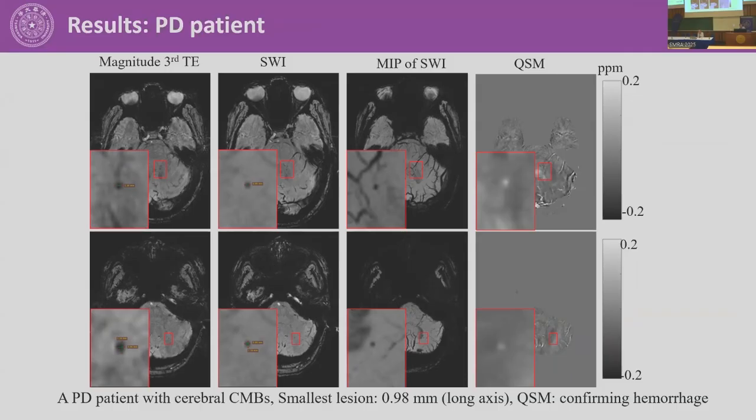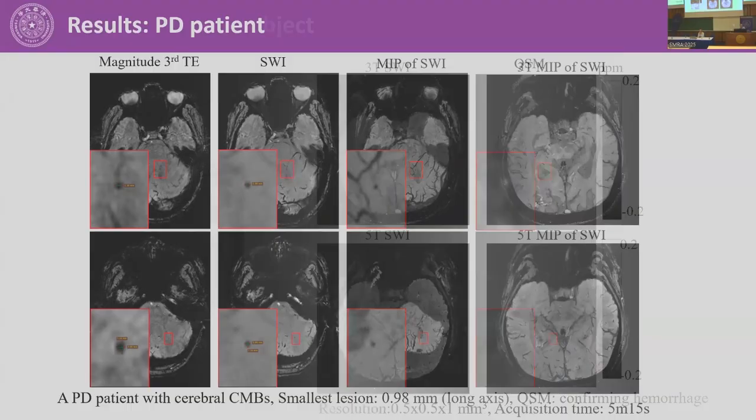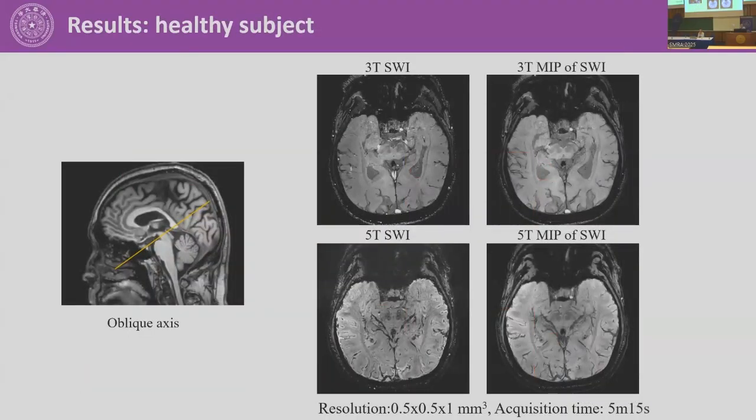We can see some small lesions. It can be less than 1 millimeter long. Also, QSM confirms the hemorrhage in those regions. Okay. When we compare the 3T results, this 5T does show higher SNR and better contrast. So this is 3T SWI, this is MIP, this is 5T results.